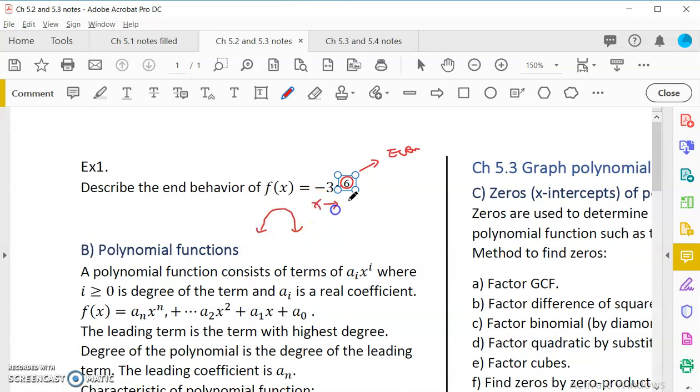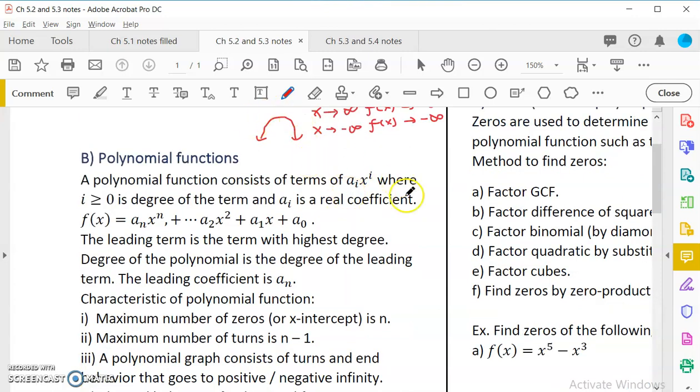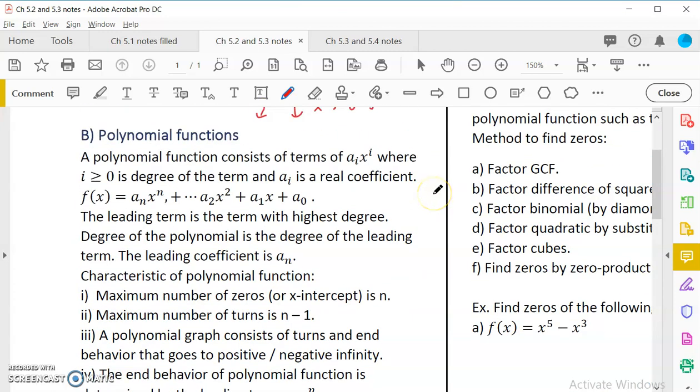So when x approaches infinity, f of x would go to negative infinity. When x approaches negative infinity, f of x also goes to negative infinity. No matter what, when x is really big or really small, it would go to negative infinity. So that's kind of the shape. So that's power function, pretty straightforward. It only turns once, and it only turns at x equal to 0. When the power is higher, then it would be more flat and close to 0.